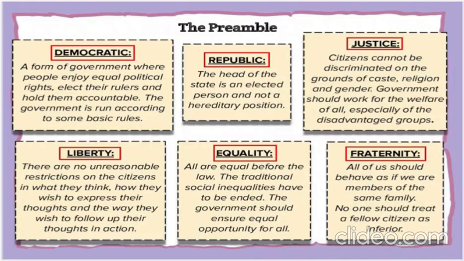Democratic republic. Democratic means the form of government where we are electing the rulers. Republic means that it is not a hereditary position. If the current prime minister died, the son of the prime minister will not become prime minister. No, it is a republic. You will select it. Justice. Citizens cannot be discriminated against based on caste, religion, gender, etc. Liberty. All of the people are to be given freedom, and no strict regimentation should be there. Unreasonable restriction on citizens for expressing their thoughts is wrong.